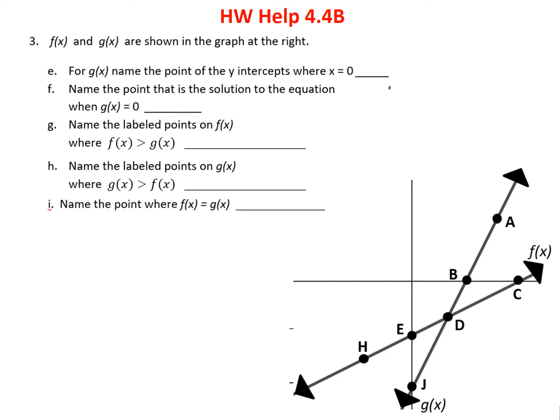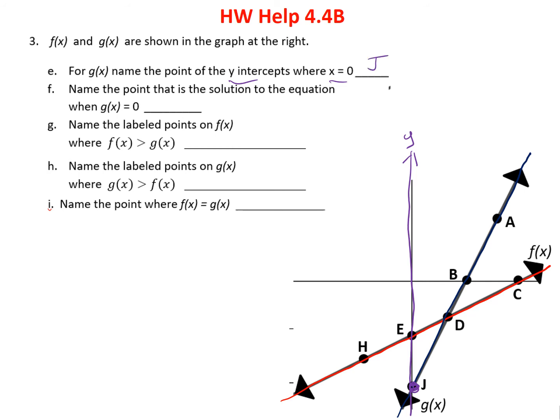On a new slide, let me remind you the red here is the f of x, and I use blue here to mark the g of x, okay? So for g of x, name the point where the y-intercept is, where x is 0. So again, here is my y-intercept. I have it kind of in a purple. This is y. And this is the y-intercept. It's also where x equals 0. And notice that intercepts the g of x down here at point J.